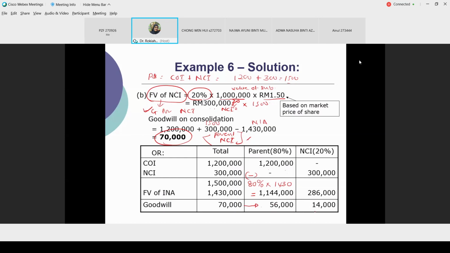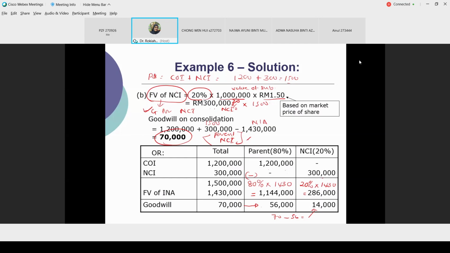So the remaining goes to the NCI. If you want to calculate for the NCI, the investment by the NCI here is 300. The share of net identifiable assets here is 20% times 1,430, which equals 286. So 300 minus 286, you have 14,000, or 70,000 minus 56 is equal to 14. Once you know it for the parent, then you can calculate for the NCI.